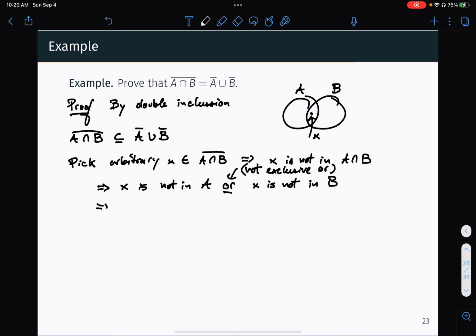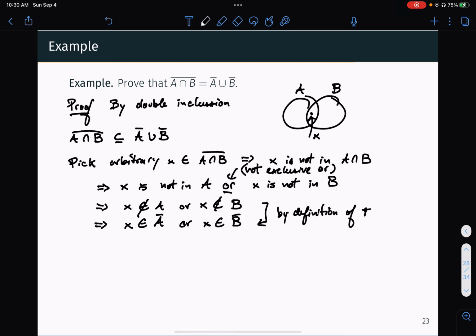So what does this mean? This means that x is not in A or x is not in B. But what does this mean? By definition of the complement, if x is not in A, it means that x is in A complement, or x is in B complement. So this is just by definition of the complement.